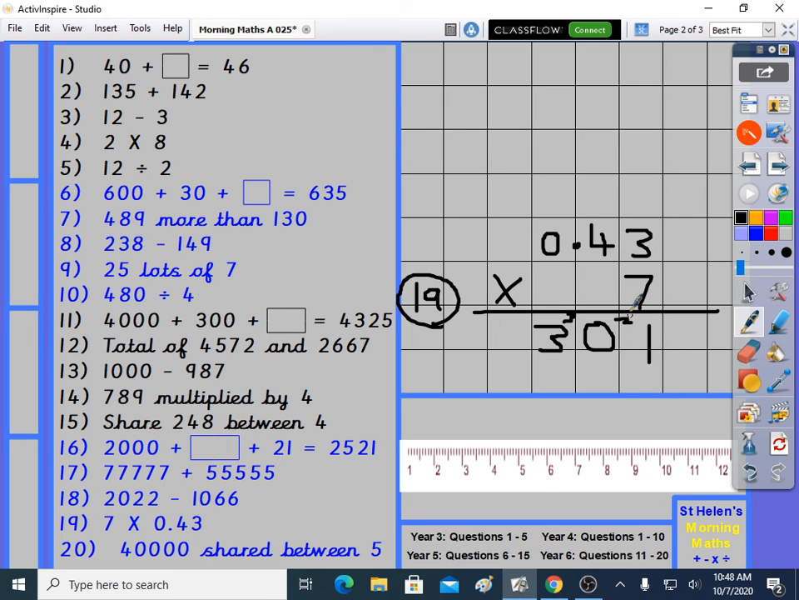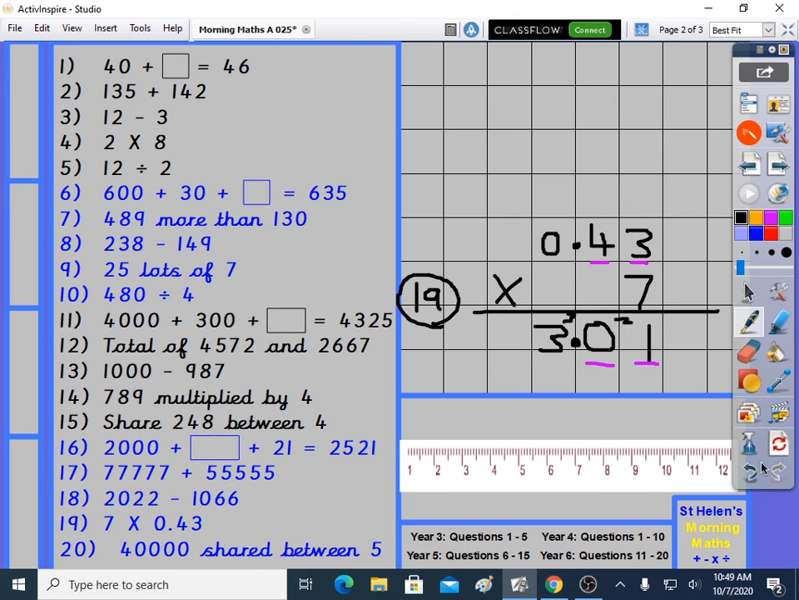301. It's not 301 because there's 2 decimal places in the question, so we need 2 in the answer. 3.01. I think that's all right because 0.43 is almost a half, because 0.5 or 0.50 is a half. So it should be about 3.5 or a bit less, 3.01.